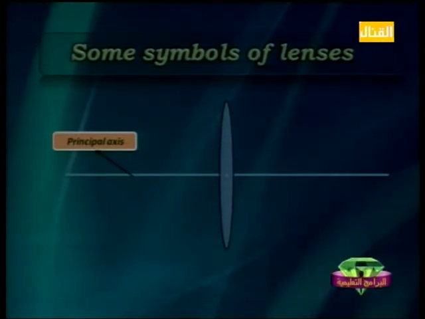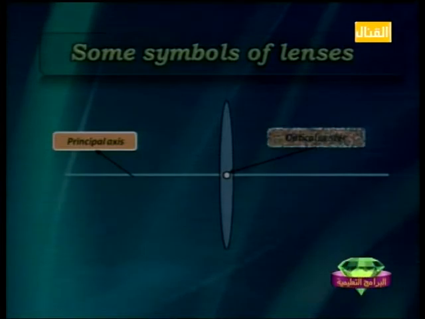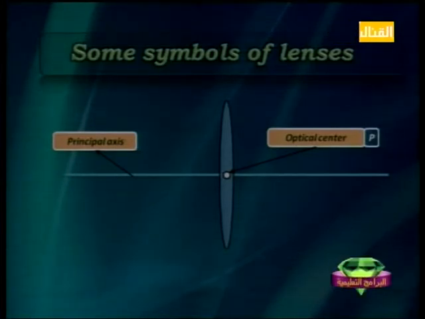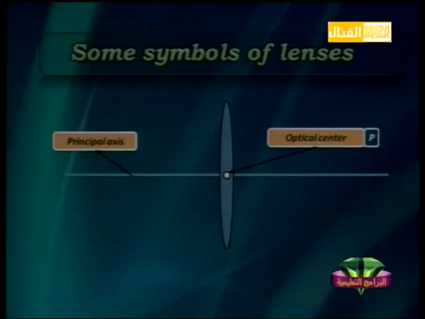The second thing we have is the optical center. It is a very important point in the lens, whether a convex lens or a concave lens. The optical center, and its symbol is P. P is the optical center.